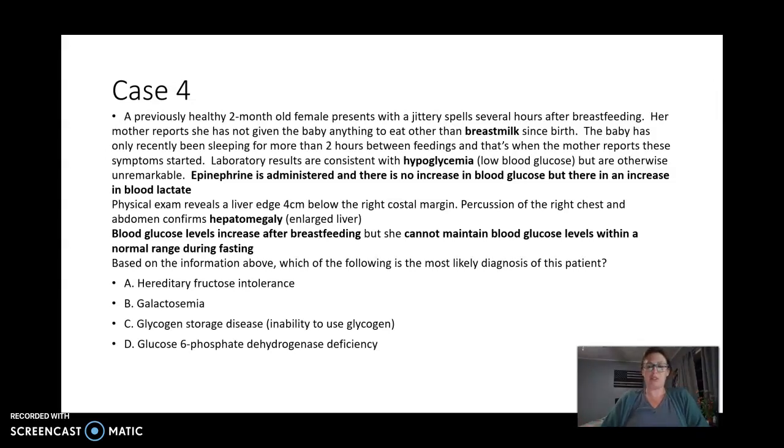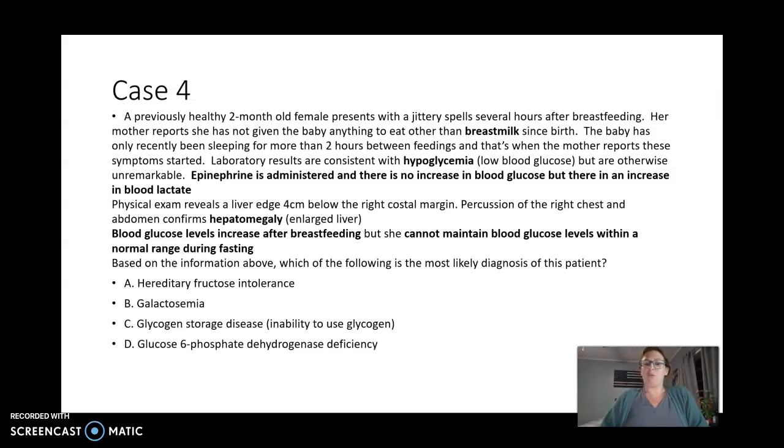So I've bolded some of the things that are important. First thing being breast milk, which is considered lactose. Lactose is made up of glucose and galactose, which means that we're dealing with these two substrates, not fructose. That'll be important in ruling out option A.